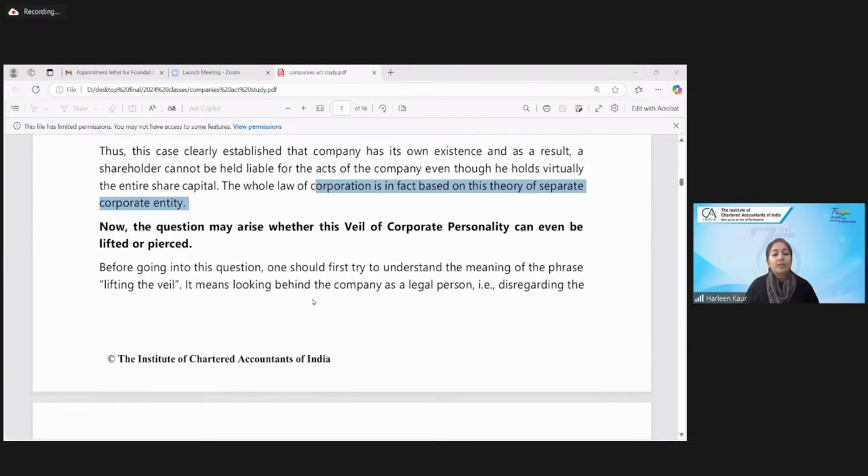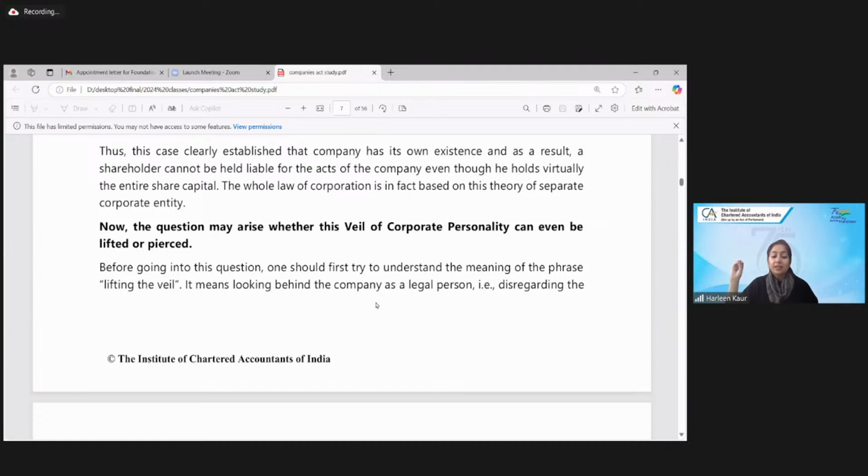Now we are going to understand the meaning of lifting of the corporate veil. It means somebody is looking behind the company as a legal person. So when you're running a company, ABC Private Limited, who is actually running the company? Is the company in itself going and entering into the contracts? No, ma'am. There are directors, Mr. A and B. There are shareholders of the company who are involved in the management, who are responsible for the functioning of the company.